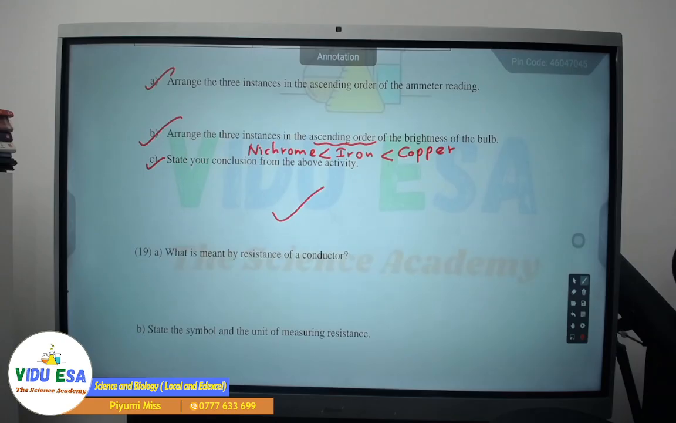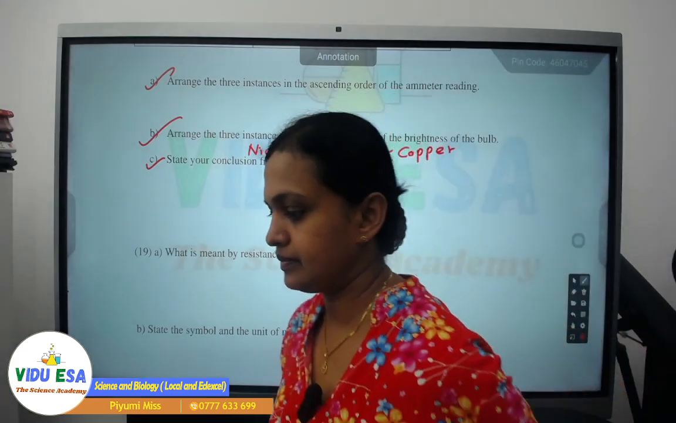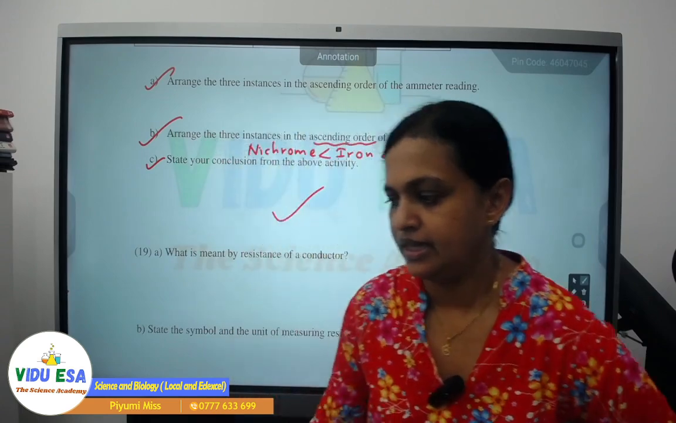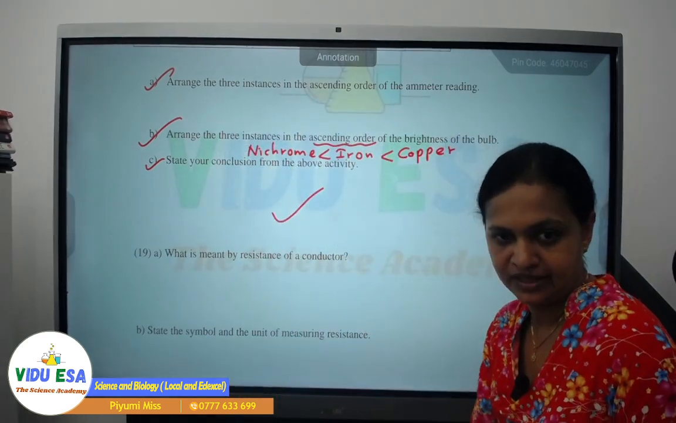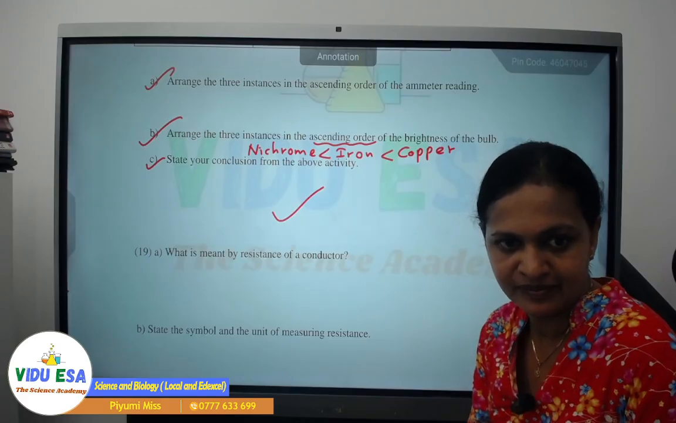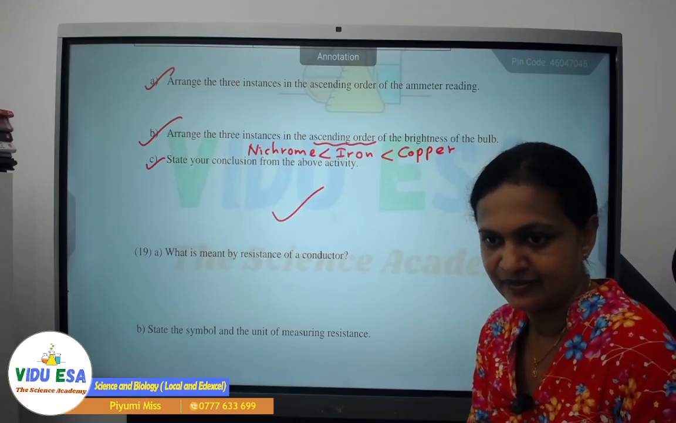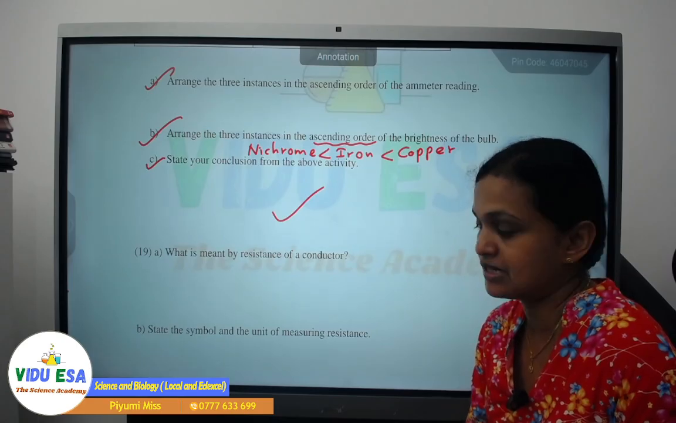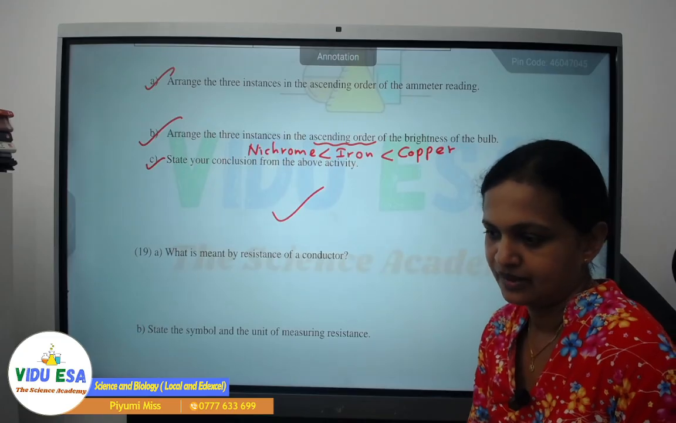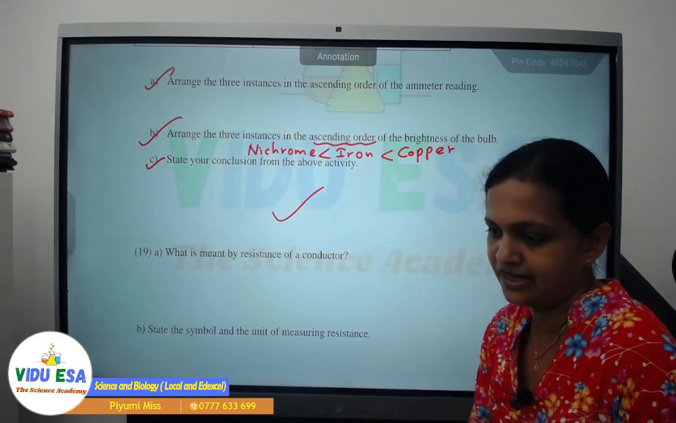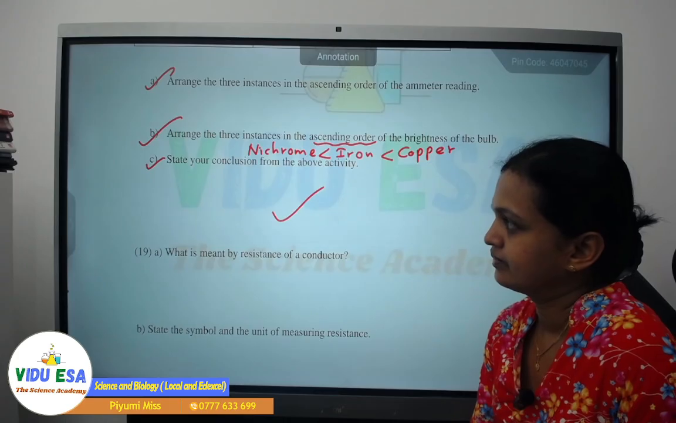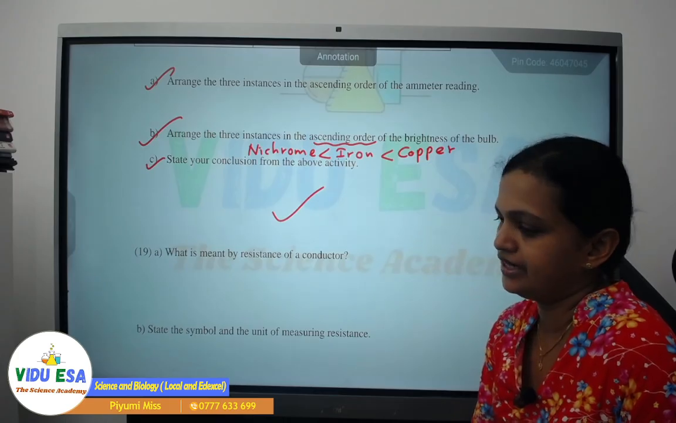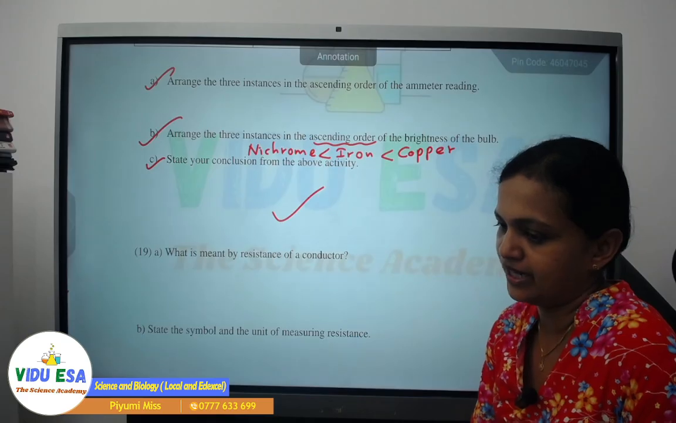Electric current flowing through a conductor depends on the material that it is made of.